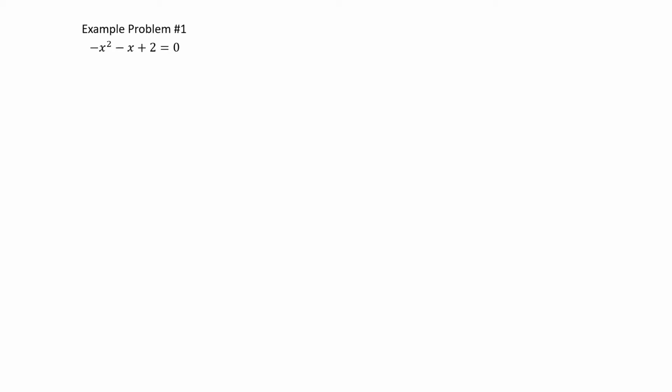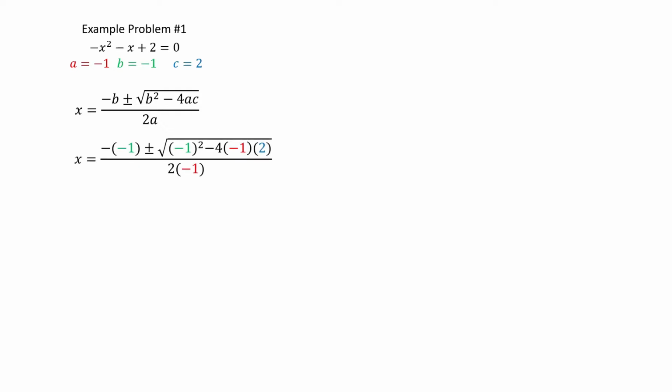Here's example problem number 1. First, we identify the a, b, and c, where our a will be equal to 1, b is negative 1, and c is positive 2. We will use the quadratic formula, which is here, and apply the a, b, c to the formula, just like here.